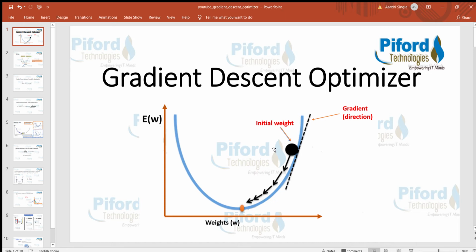So basically, the gradient descent optimizer is used to minimize the error by updating the weights of a neural network, right? What we want is to minimize the error, and how can we minimize it? By updating the weights, we can minimize the error of any neural network. The gradient descent optimizer updates the weights of a neural network through the backpropagation algorithm.